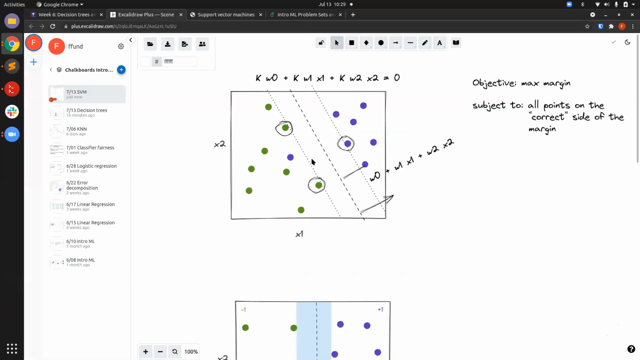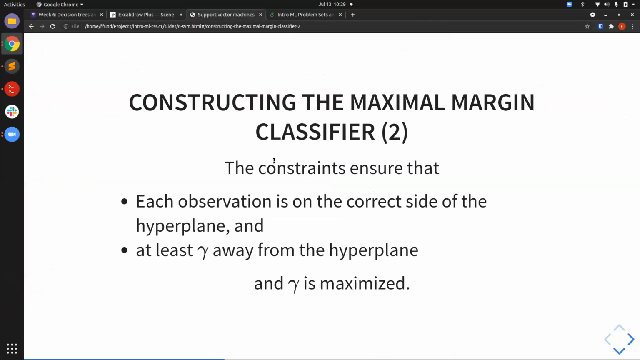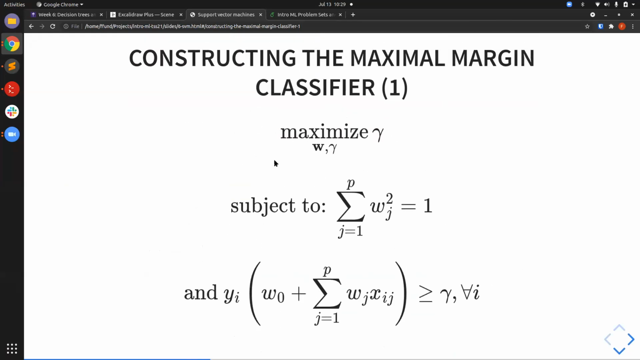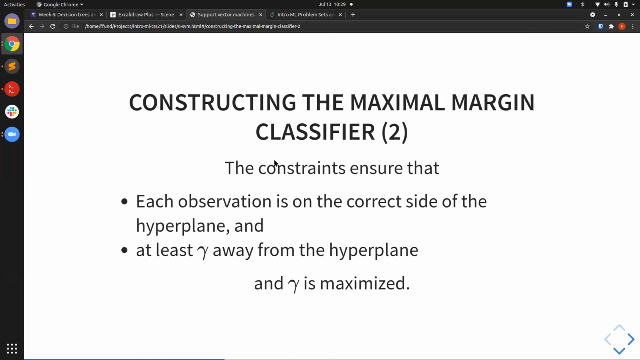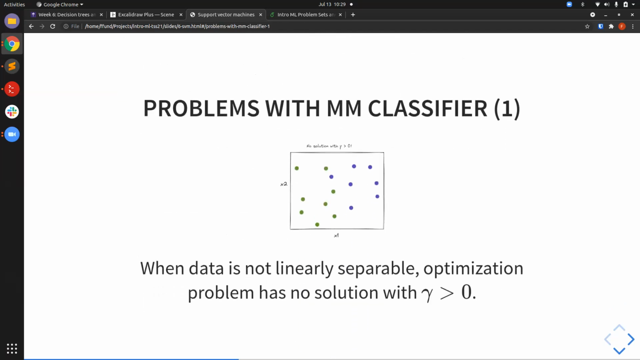Now, what happens if the data is not linearly separable? Can we solve this problem? Let's say I put this point over here. If we put this point over here, there is not going to be any solution to the problem. Okay, so there is no gamma or weights that satisfy the problem. So that's one problem with the maximal margin classifier.